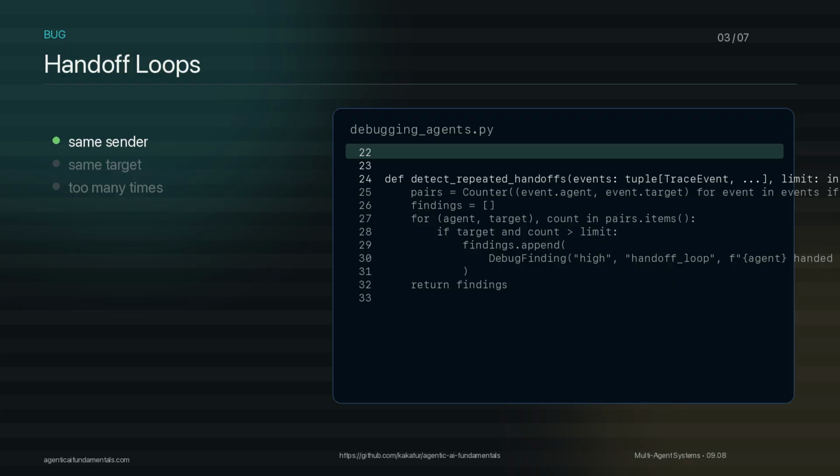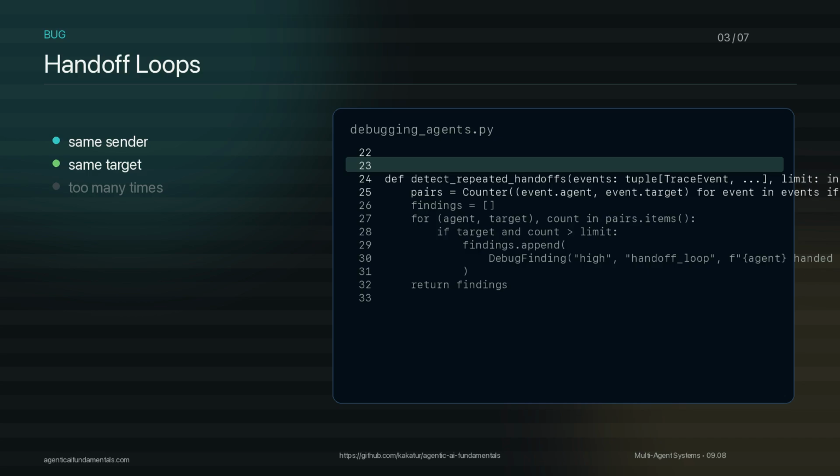The first detector looks for repeated handoffs. If the coordinator sends work to billing 3 times, the system is not collaborating. It is looping. A loop limit is not only a safety feature, it is a debugging signal. The moment a pair crosses the limit, you can inspect the exact boundary. What did the coordinator send? What did billing return? And why did the coordinator think retrying was useful? That is much faster than staring at the final answer and guessing.